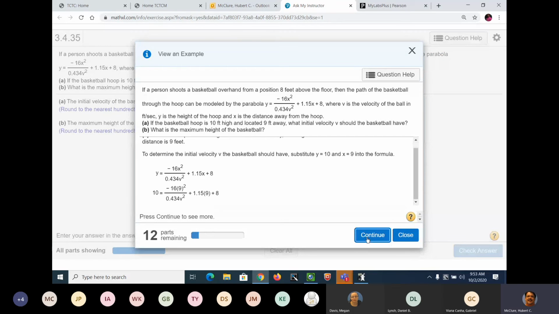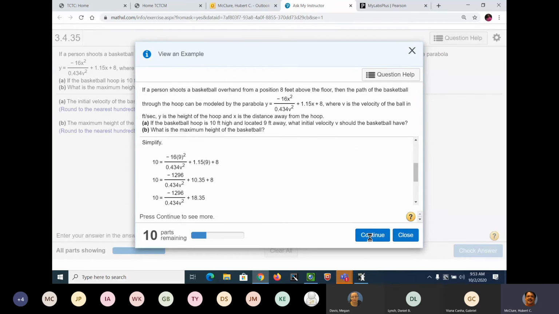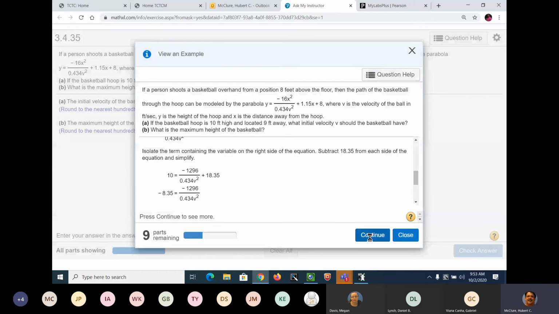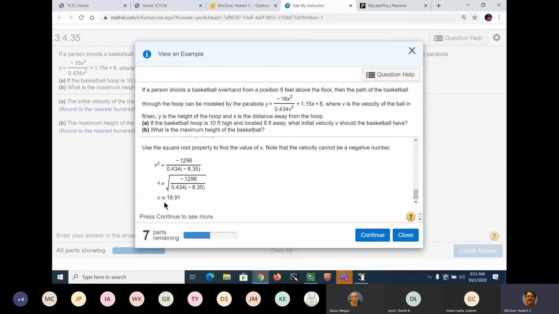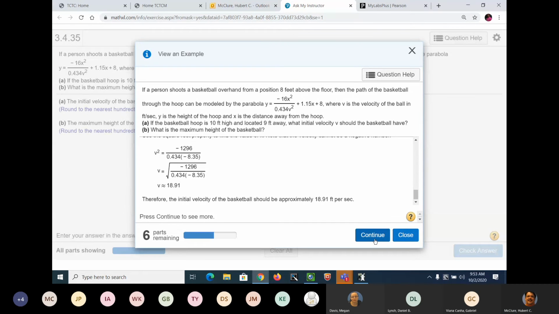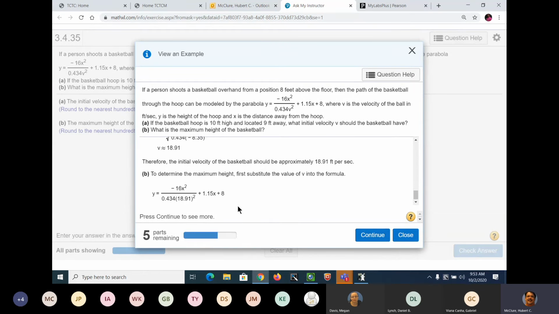Okay, we did that. Did that. V is equal to what? They got V is equal to 19 feet. We got V is equal to 24 feet. Now you should take that 18.9 and you should plug it back in. And that's what they're doing. Okay, well, that's what we did.